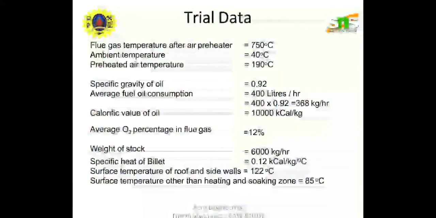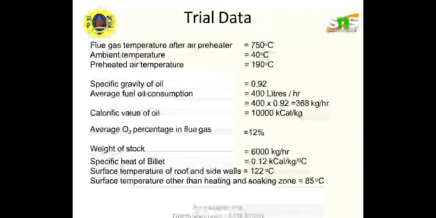This is the trial data from this case study. Flue gas temperature after air preheater is 750 degrees Celsius and ambient temperature is 40 degrees Celsius. Preheated air temperature is 190 degrees Celsius. Specific gravity of oil is 0.92. Average fuel oil consumption is 400 liters per hour, calculated as 368 kg per hour. Calorific value of oil is 10,000 kilocalories per kg. Average O2 percentage in flue gas is 12%.